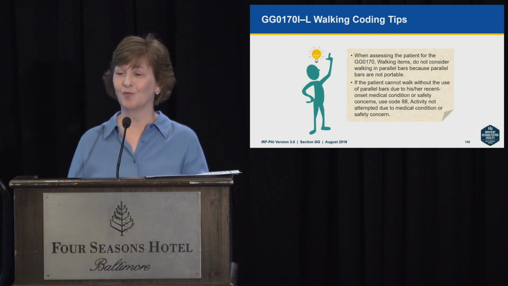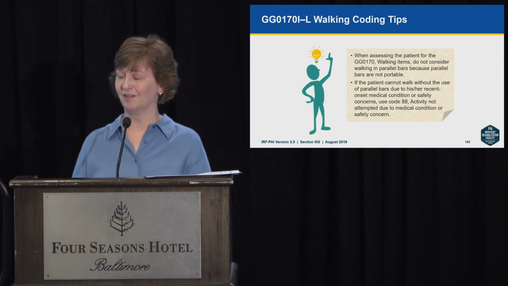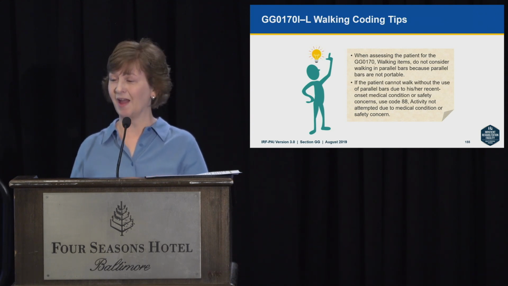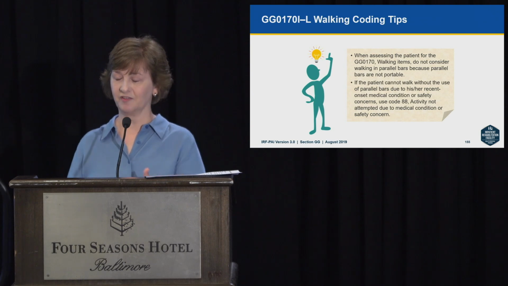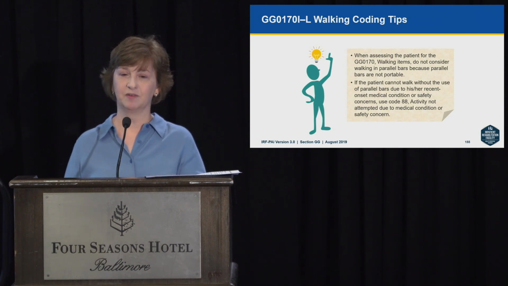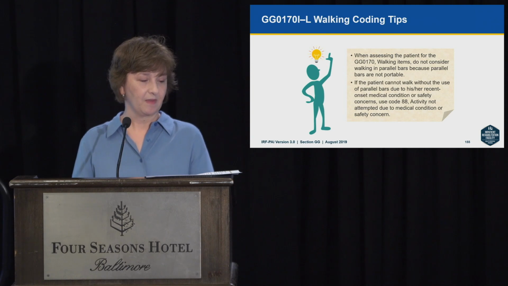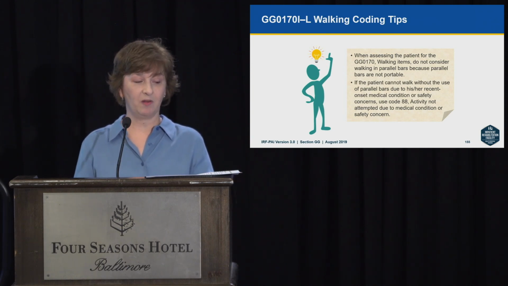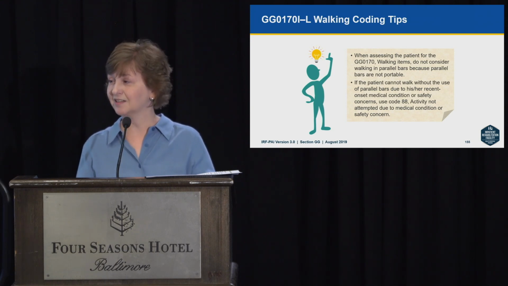And so if the person was only able to walk in parallel bars during therapy and, when they were in their room needing to go to the bathroom or go to the sink to brush their teeth, could not, you may be coding one of the activity not attempted codes if that's true for the entire 3-day assessment period. So we have an example: if the patient cannot walk without the use of parallel bars due to a recent onset condition, you would code 88.